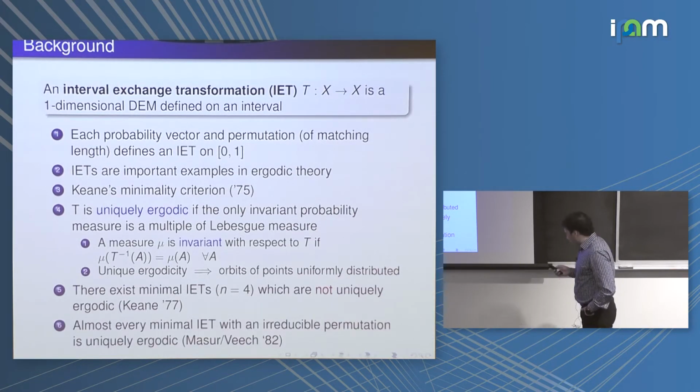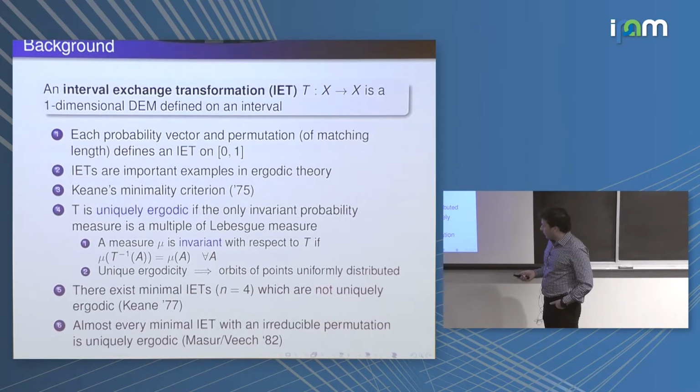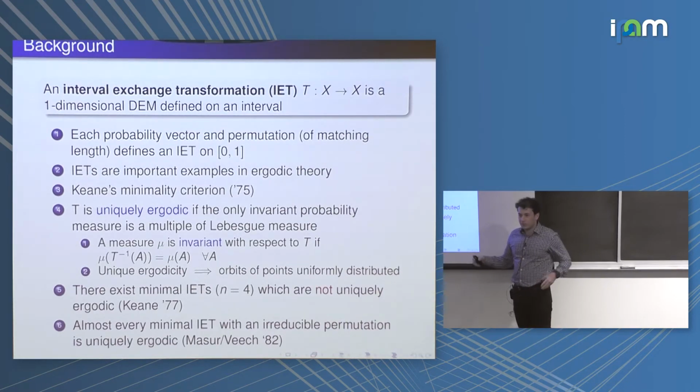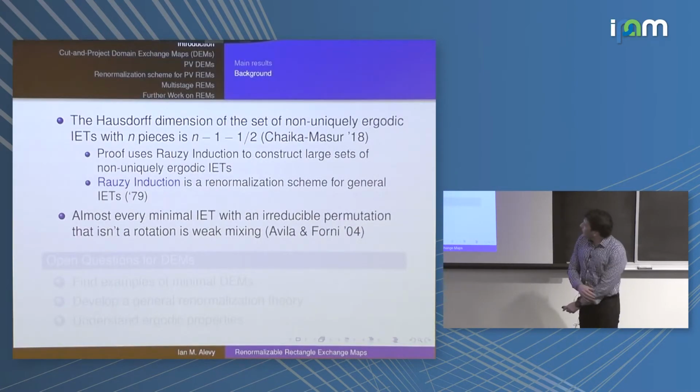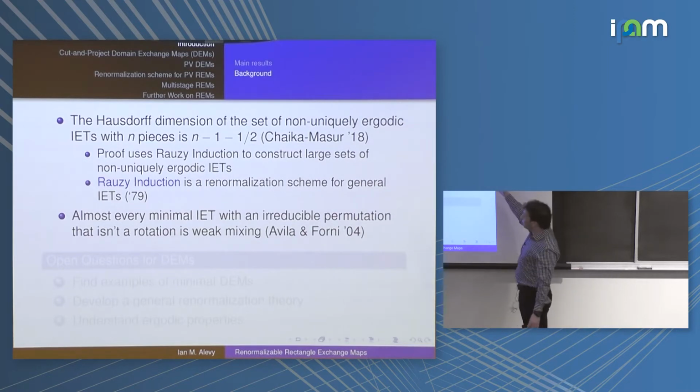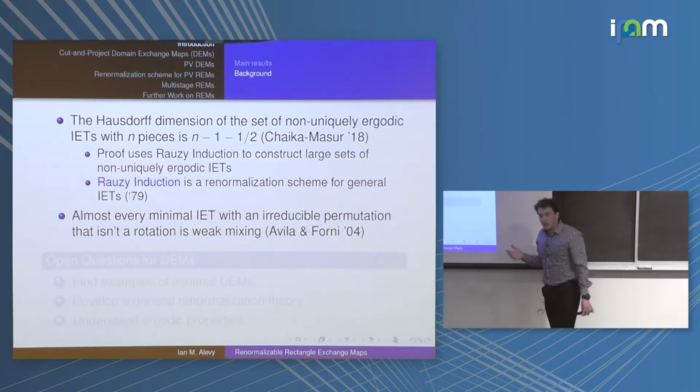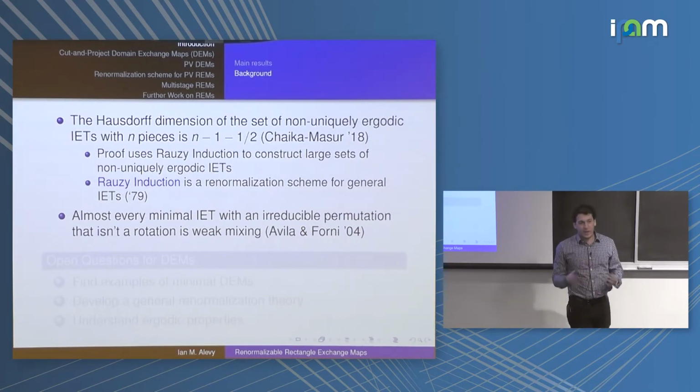All right. But this is a rare situation. In 82, Masur and Veech showed that almost every minimal IET with an irreducible permutation, meaning that it mixes up the interval sufficiently well, is actually uniquely ergodic. More recently, Chaika and Masur computed the Hausdorff dimension of the set of non-uniquely ergodic IETs with n pieces, and they showed that it's n minus 1 minus 1/2. One thing that they used in their proof was Rauzy induction, which is a renormalization scheme for essentially any kind of IET.